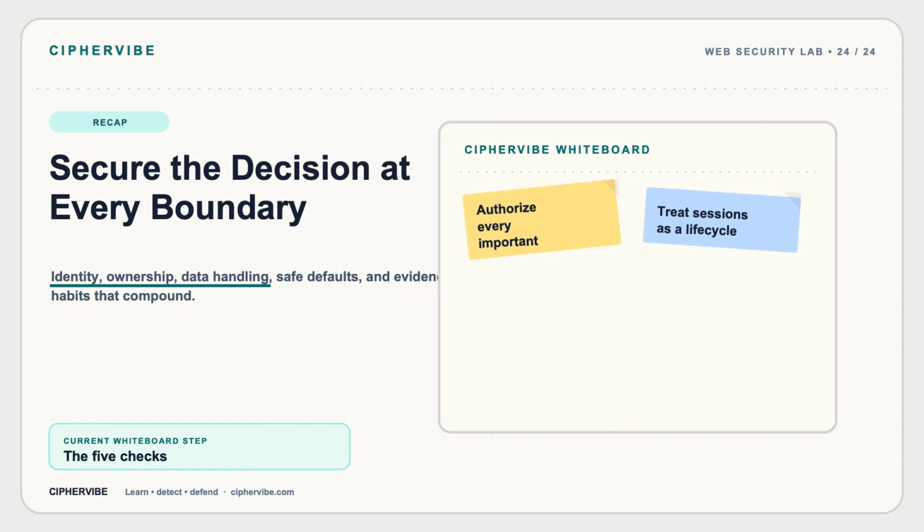Remember the 5 checks. Authorize important requests. Treat sessions as a lifecycle. Keep data separate from code. Ship safe configuration and accountable dependencies. Design limits for sensitive workflows and log the decisions you may need to investigate.